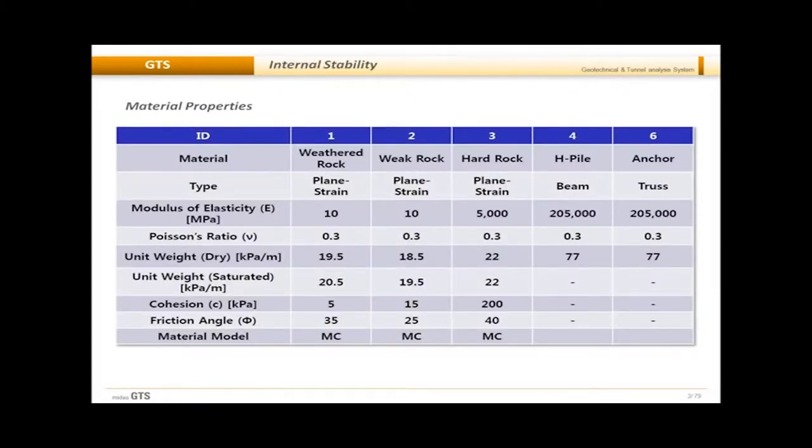So these will be the material properties that we are going to define. We are going to define the different types of materials as weathered rock, weak rock, hard rock, and we are going to define the material for the pile, which is a beam element, and the anchor, which is a truss element. The type of material that we are going to define for the weathered rock, weak rock, and the hard rock will be the plane strain type of material, and these are the properties associated with the materials. Now let me take you to the program itself and I'll show you how we can define the material in GTS.